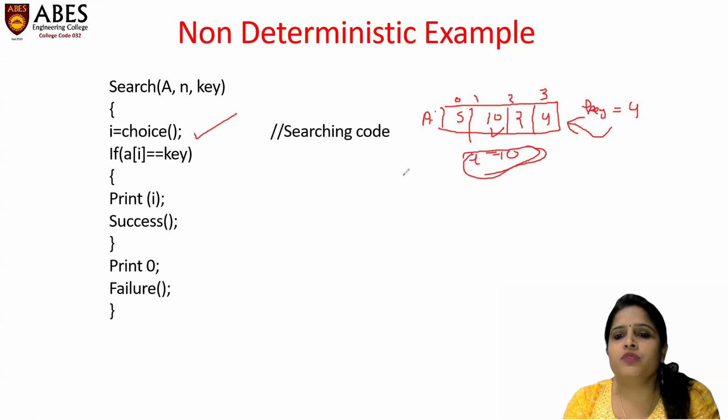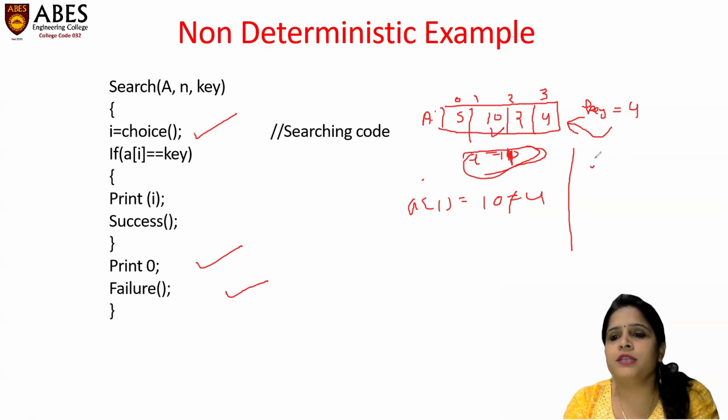So if A of i is equal to key, you compare A of i. It means i is equal to 1, that is the index. A of 1 is 10. Is 10 equal to 4? No. So we just print 0 and failure. Right? In another choice, suppose I randomly choose i equal to 3. In that case, you compare A of 3 is equal to 4. Yes, A of 3 is equal to 4. So in that case, you print the value of i, that is the location 3, and print success.